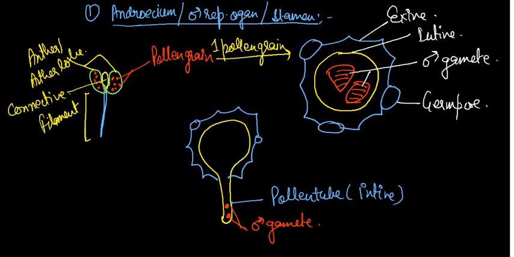Which one is the most important structure? We have to know about this. The outer is a rough one, that is, exine is the rough structure, and intine is a smooth structure. So this is the androecium part. Now in the next slide we have to know about the female part, that is gynoecium.